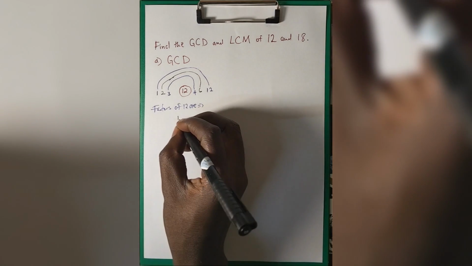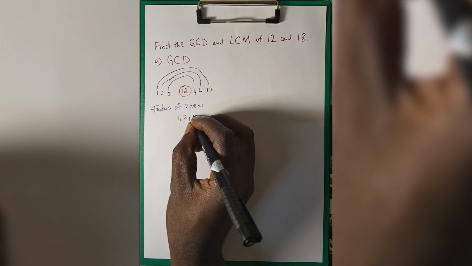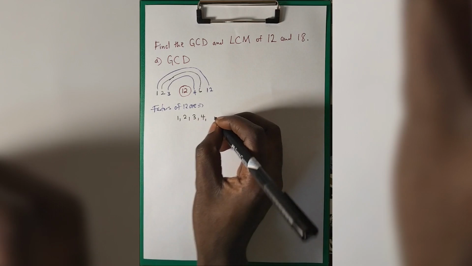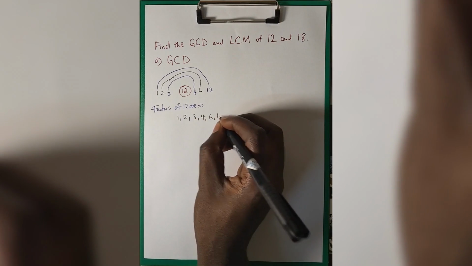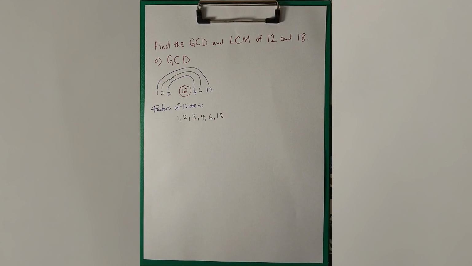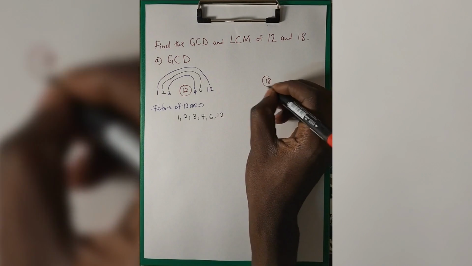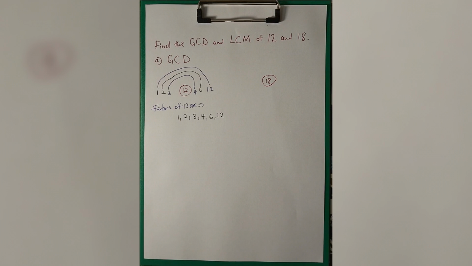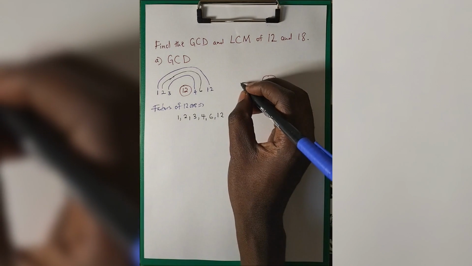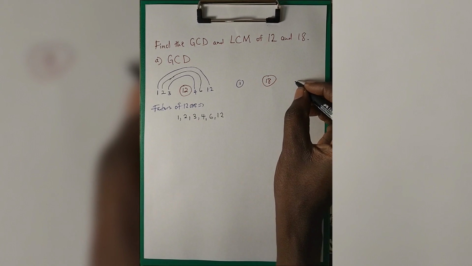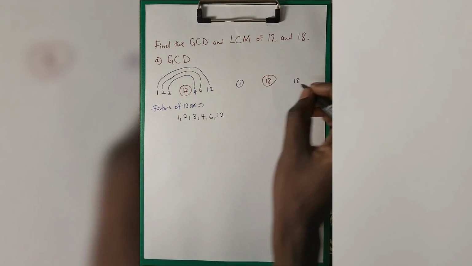The factors of 12 are 1, 2, 3, 4, 6, and 12. Now let's do the same with the factors of 18. Let's start with 1 here and 1 here. 1 times this is 18.